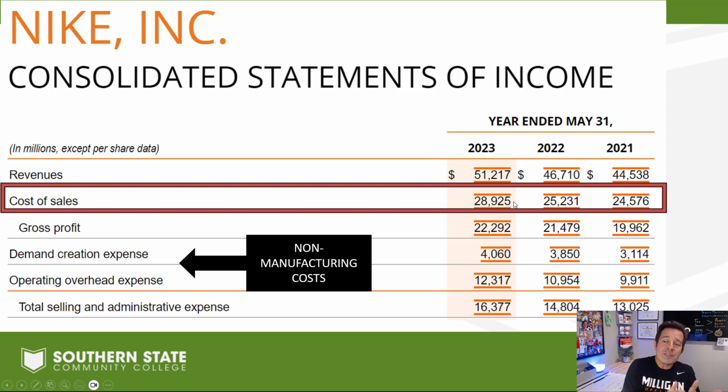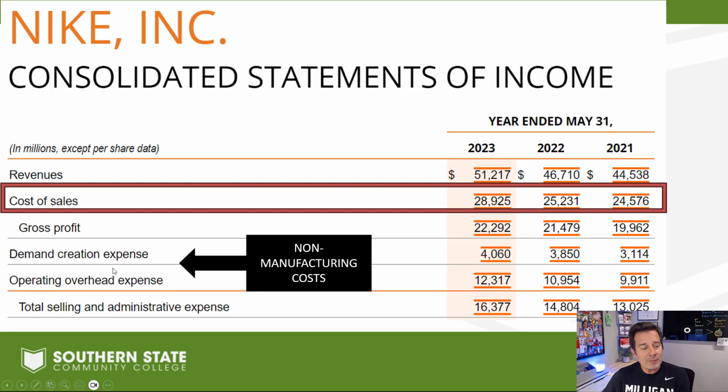And now we also have some other cost. The cost of goods sold is what it cost us to make the products that sold. But then we have other costs involved with running the business. Nike has something called demand creation expense, which is a fancy way of saying marketing expenses. And then they have operating overhead expense, and lump those two together, you get total selling and administrative expenses.